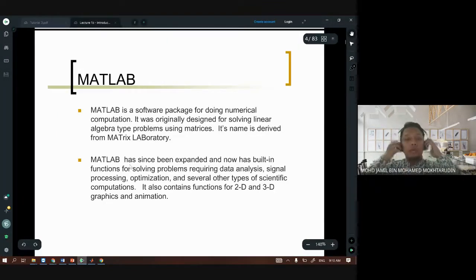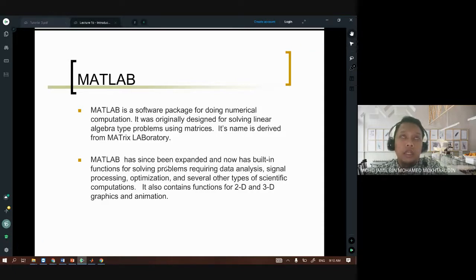Okay, so go back to the lectures. MATLAB is a software for doing numerical computation. It can solve 2D and 3D. Sometimes in MATLAB you can create games. There's a Sudoku game in MATLAB if you search online. Okay, there's also a game like Minesweeper, I think, in MATLAB.